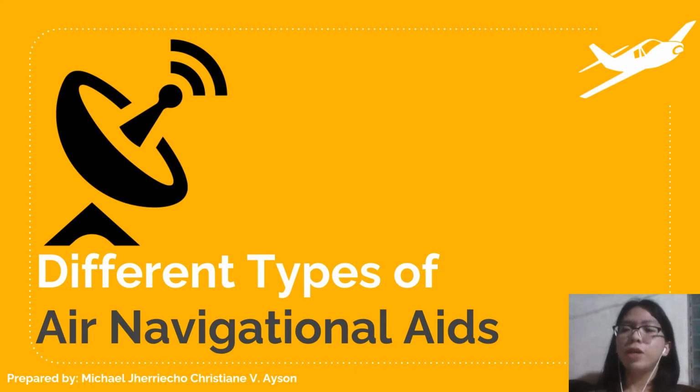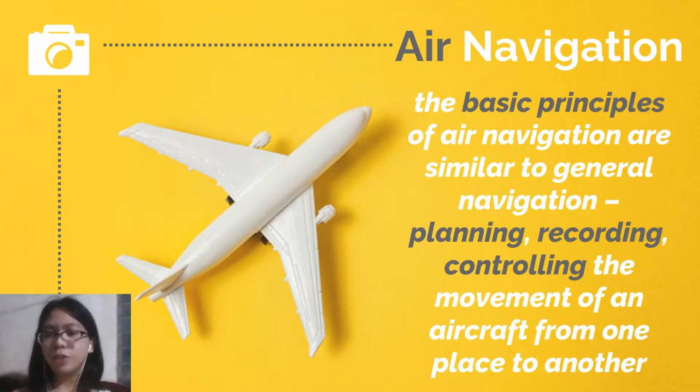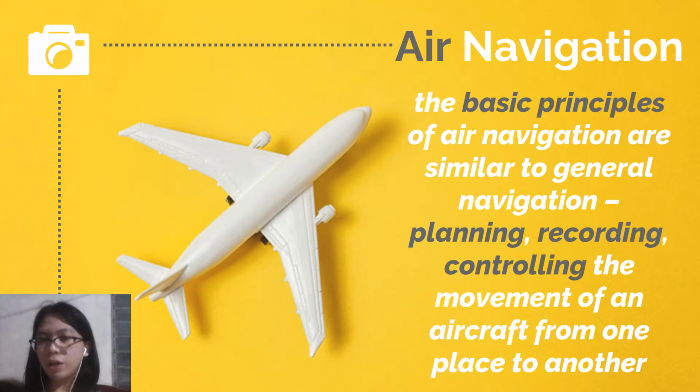In this video, we will be discussing the different types of air navigational aids. First, let us define what air navigation is. Basically, the principles of air navigation are similar to general navigation. These are planning, recording, and controlling the movement of aircraft from one place to another. Air navigation is the same as any other type of navigation, and the only difference is that we are navigating through the air.